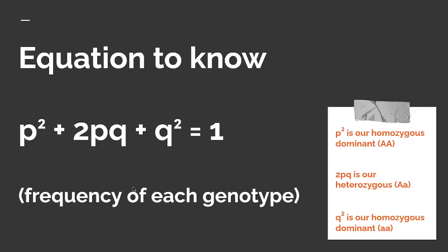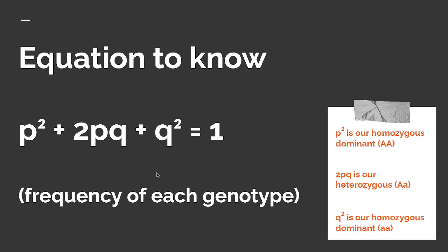The second equation to know is p² + 2pq + q² = 1. This equation is representing the frequency of each genotype. The p² as a whole is the frequency of the homozygous dominant genotype, i.e. big A big A. The 2pq is representing the frequency of the heterozygous genotype, i.e. the big A little a. And then the q², as you probably guessed, is representing the frequency of the homozygous recessive genotype.